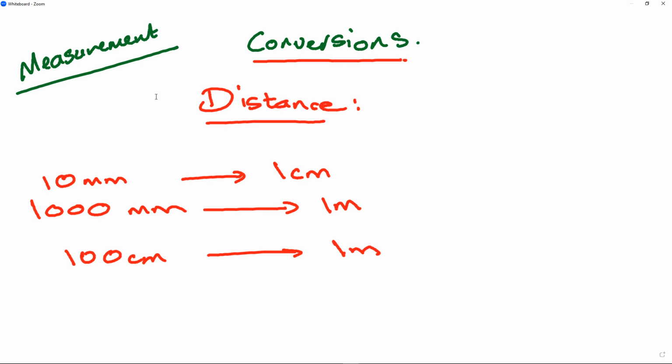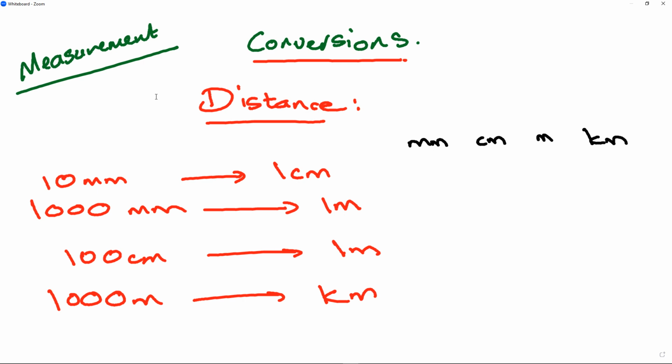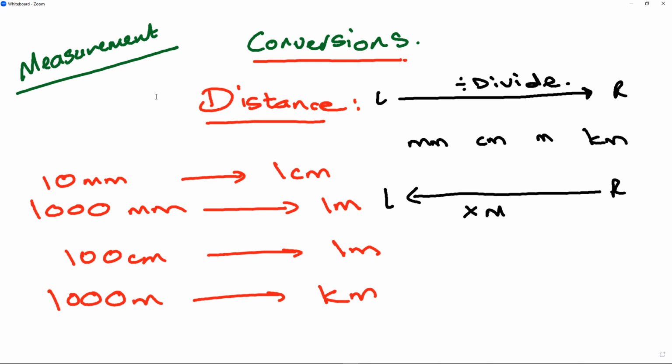10 millimeters on your ruler is 1 centimeter. 100 centimeters is 1 meter. 1000 meters is a kilometer. If you've got millimeters, centimeters, meters, and kilometers, that's in order of size, right? So millimeter being the lowest, centimeter, meter, then kilometer. So if I go left to right, I'm going to divide going that way, and I'm going to multiply if I'm going to reduce it from kilometers down to millimeters in the opposite direction.